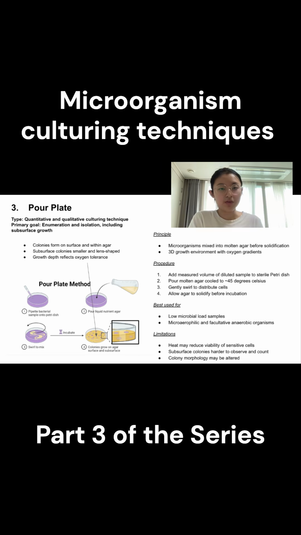Procedure-wise, you add a measured volume of the diluted sample onto the sterile petri dish, and then you pour molten agar that's cooled to around 45 degrees Celsius, and you gently swirl the plate in order to distribute the cells evenly and let the agar solidify before the process of incubation.